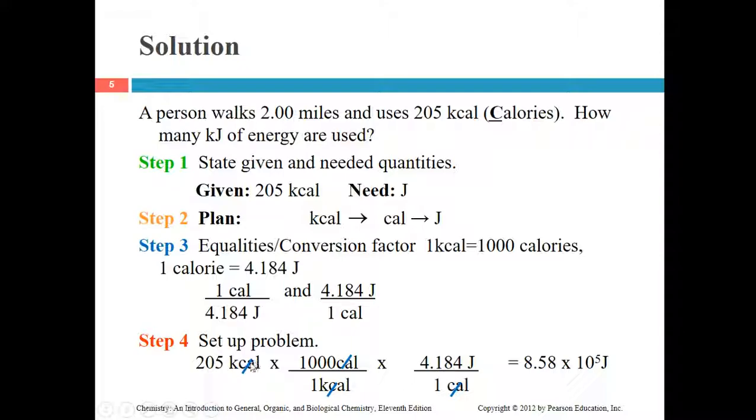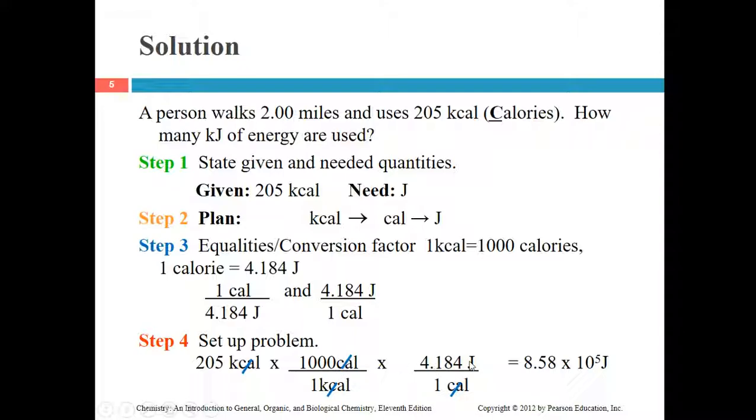205 kilocalorie. We need to cancel out this label on the bottom, so we use our unit conversion of 1,000 calories as 1 kilocalorie. We're going to put the 1,000 calories on top so that the kilocalorie on the bottom cancels out with this kilocalorie. Then we need to have one more conversion to cancel out the little c calorie to the joules, and that conversion is 4.184 joules is 1 calorie, i.e. with the little c calorie. So by using the conversion here, the little c calorie cancels out here.